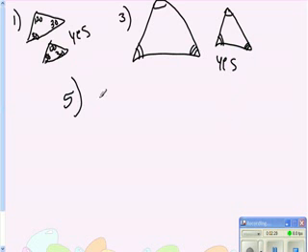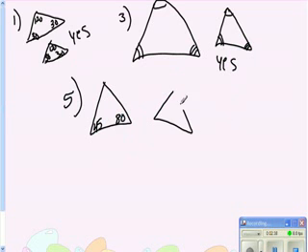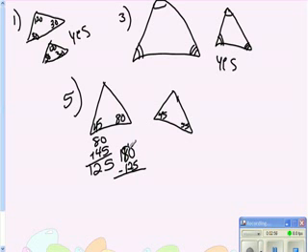Number 5. They give you a 45 and an 80, and don't pay attention to my drawing, don't go by what it looks like. And they give you another one where they have 45 and 55. So over here, I need to do 80 plus 45. That's going to give me 125. Subtract that from 180 so I can find out what the other angle is. And I get 55. So that means this angle is 55. That's a 45 and a 55, so this one has to be 80. So they do match. So all of those matched.